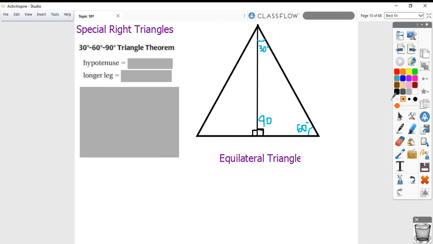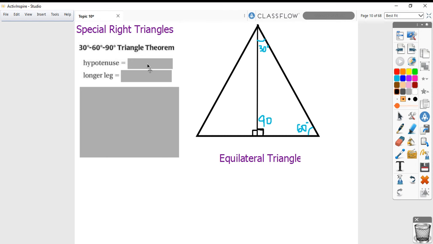Okay, so just like yesterday when we talked about the 45, 45, 90, there is a specific relationship that you can see happening with all of your side lengths in this special right triangle. First off, you've got a shorter leg on this right triangle, you've got a longer leg, and of course you have the hypotenuse. That's always the longest side.